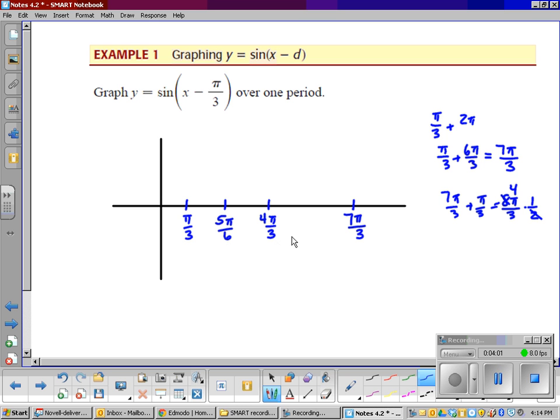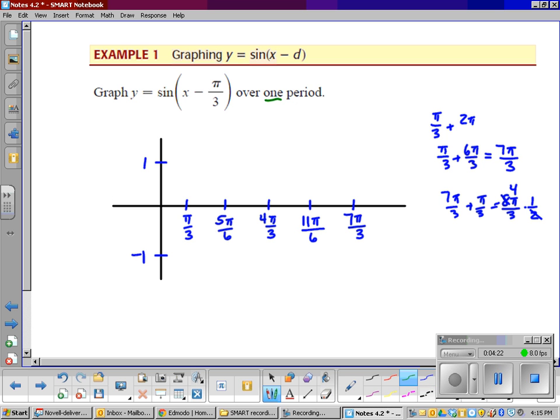If I add 4 pi over 3 and 7 pi over 3, that's 11 pi over 3. And if I multiply that by 1/2, I get 11 pi over 6. So these are my x-axis labels. There is no change to the amplitude, so my sine is going to reach a maximum of 1 and a minimum of -1. The x-axis is the midline for the graph here.